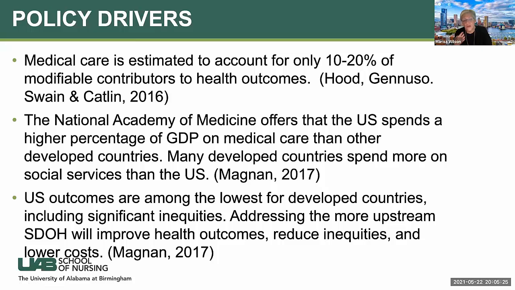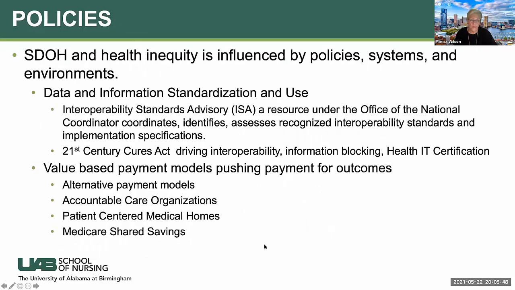We also have some other policy drivers. Again, as I said, in the US, medical care accounts for 10 to 20% of our contributors to health outcome. The National Academy of Medicine says we have to deal with this because we're spending a higher percentage of our gross domestic product on medical care than any other developed country, yet our outcomes are among the lowest. And I know I've repeated that several times, but it's really important.